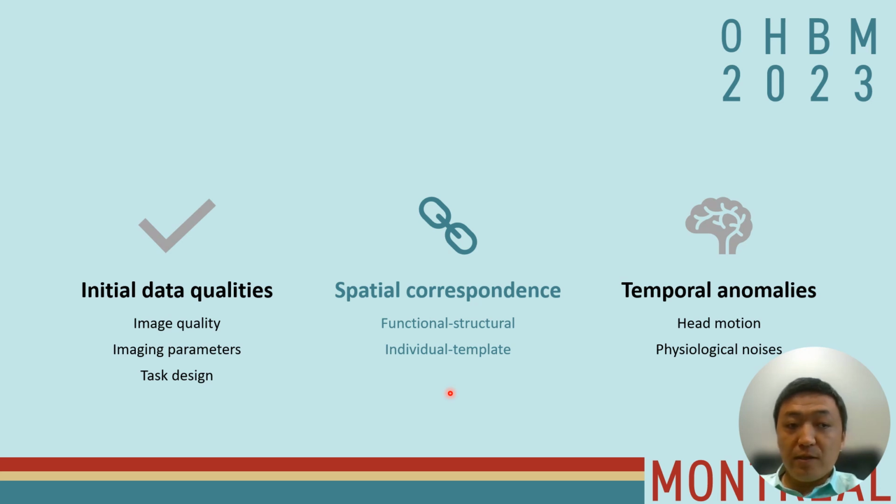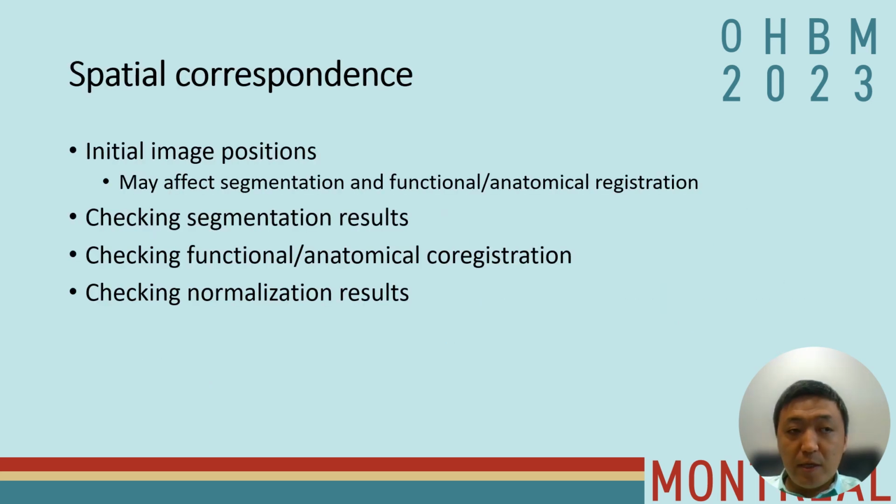The second part of the quality control is about checking the spatial correspondence between the images. It includes images from individuals to the common template, or between the functional image to the anatomical images. Checking the spatial correspondence between brain images needs to be performed at each step of the spatial preprocessing. Before any of the preprocessing, we need to check whether an individual's functional or anatomical image was roughly aligned with the template in MNI space.